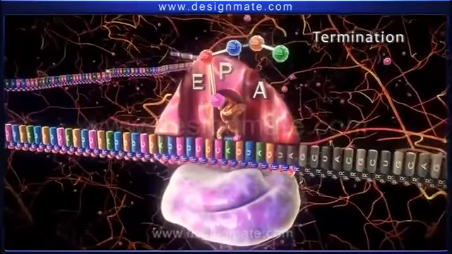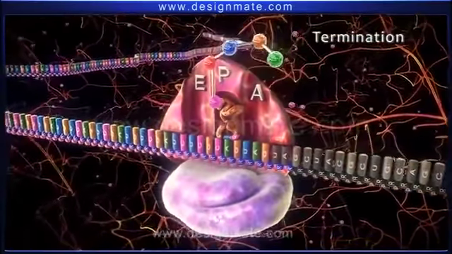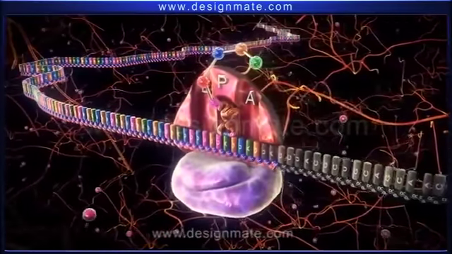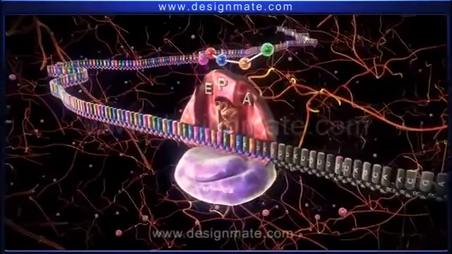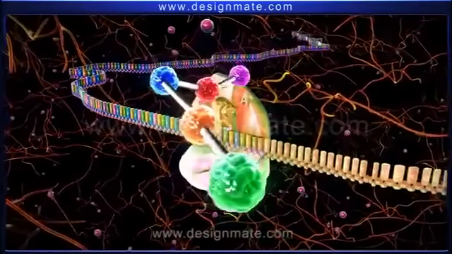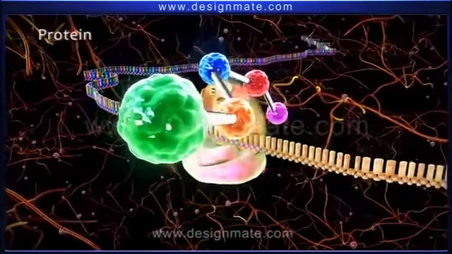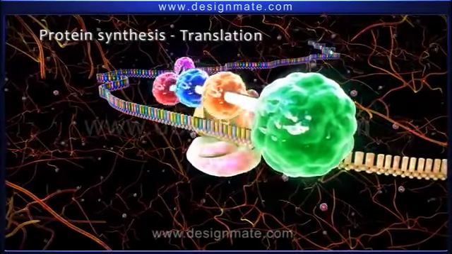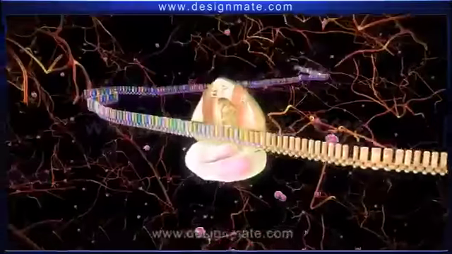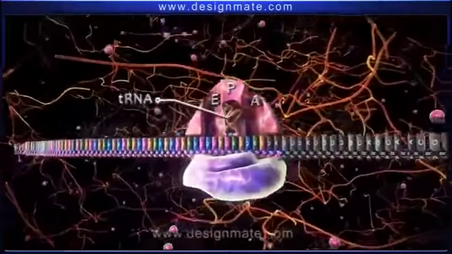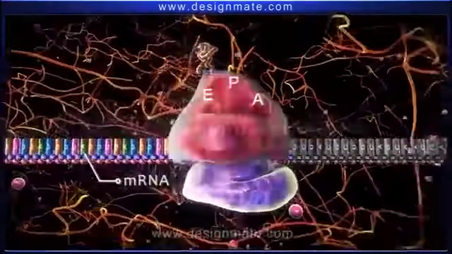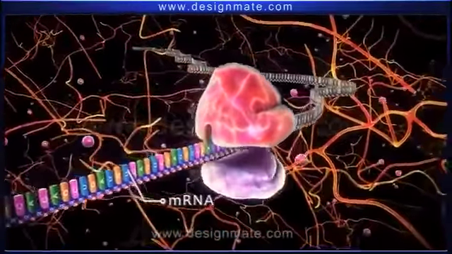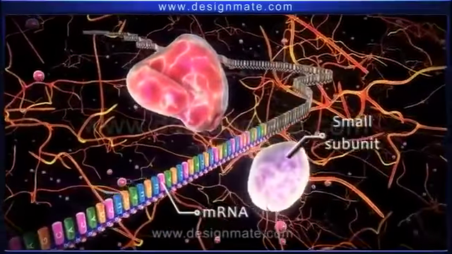Termination is the last stage of protein synthesis. The chain of amino acid molecules is released from the ribosome. This released amino acid chain is the protein, and this part of protein synthesis is known as translation. Then the tRNA detaches from the mRNA. Ribosome detaches and dissociates into its small and large subunits.